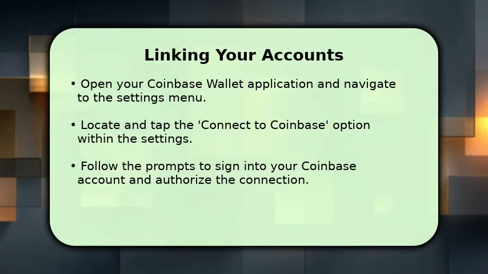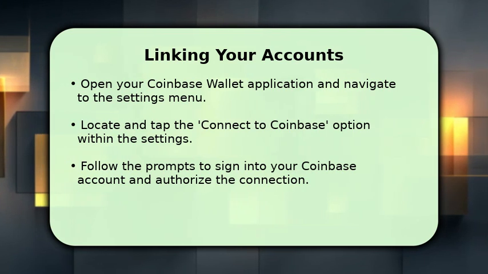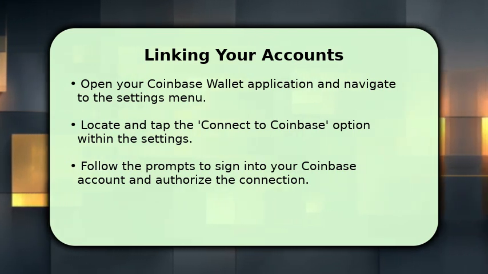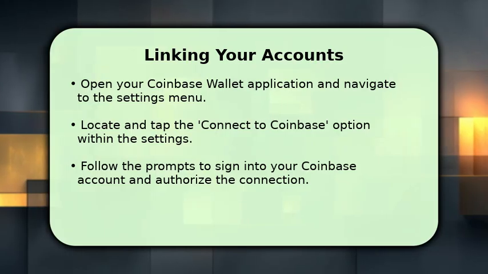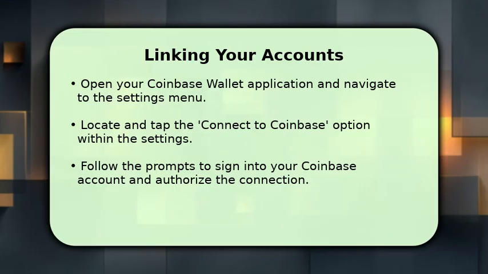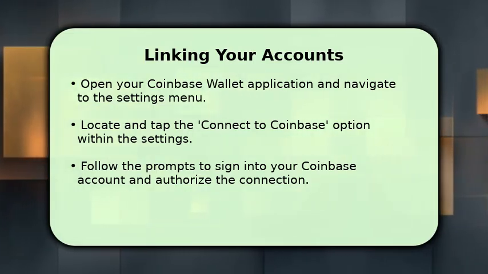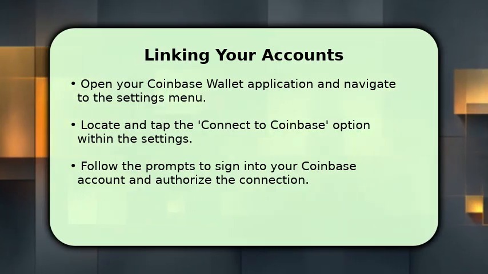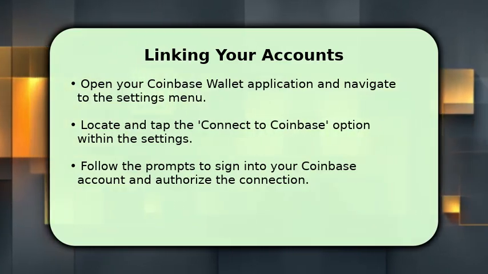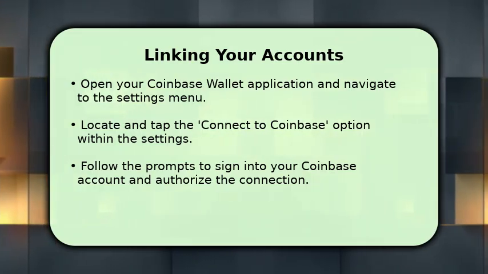Now, let's link your accounts. Open your Coinbase Wallet application. At the bottom of the screen, you will find a navigation bar. Tap on the Settings icon. Within the Settings menu, scroll down until you see the option labeled Connect to Coinbase and tap it. You will then be prompted to sign into your main Coinbase account to authorize the connection. Review the permissions requested and confirm to complete the linking process.